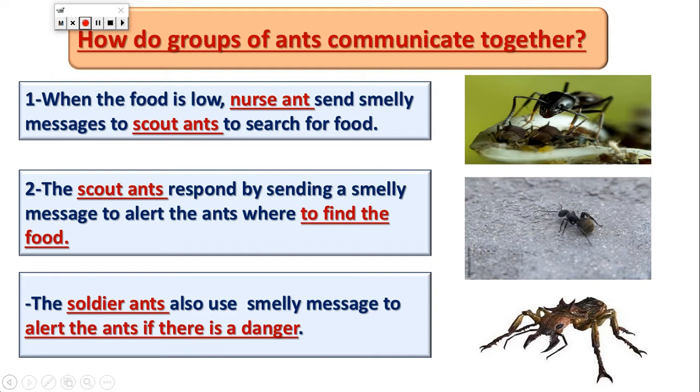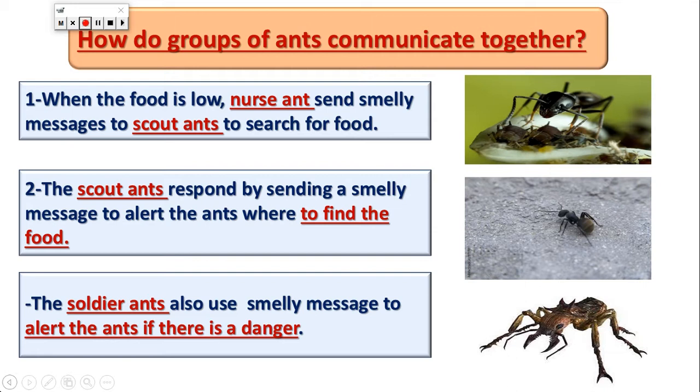The nurse ant's job or function is that when the food is low, it sends smelly messages to the scout ants to start to search for food. And when the scout ant smells this message, it starts to go out of the colony and find the food. So the scout ant's job is to search for the food.